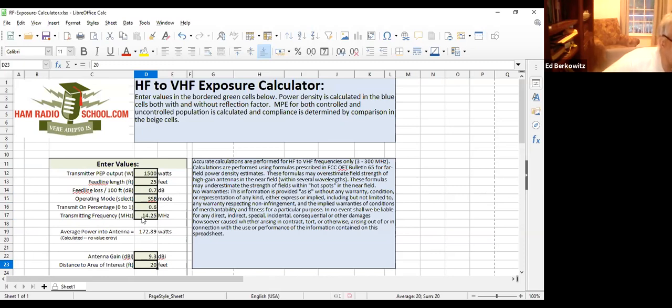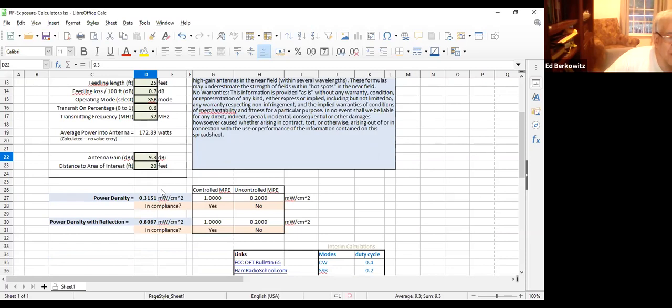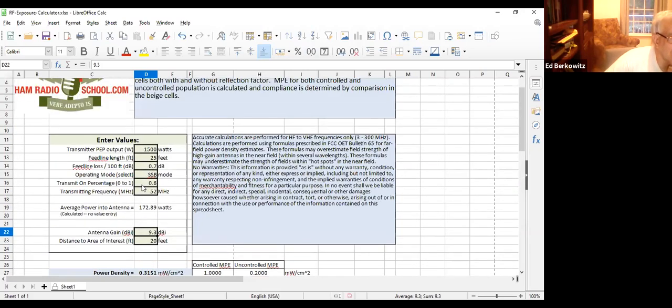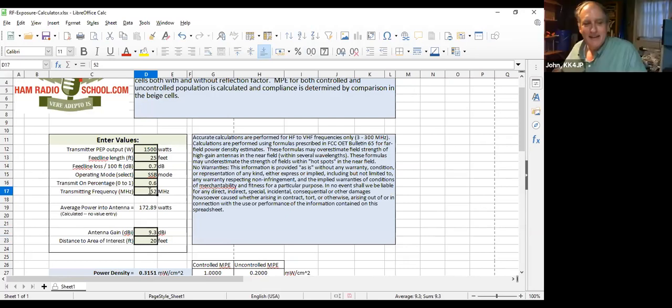Oh, I know what we'll do. Let's see, we'll even change frequencies. So let's do it for 52 megahertz, 6 meter band. Again, we're still compliant. But I ran a bunch of cases beforehand where we were not compliant. Does anyone have any questions? I'm going to try 2 meters.